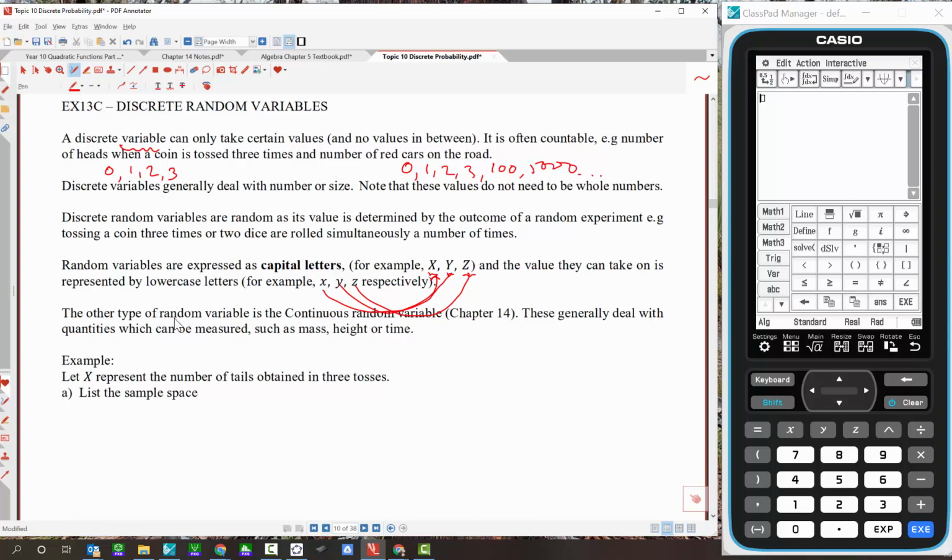We do usually look at another type of random variable called a continuous random variable, but that's in chapter 15 and deals with quantities that can be measured such as mass, height, or time. But this year they've removed it from the course.